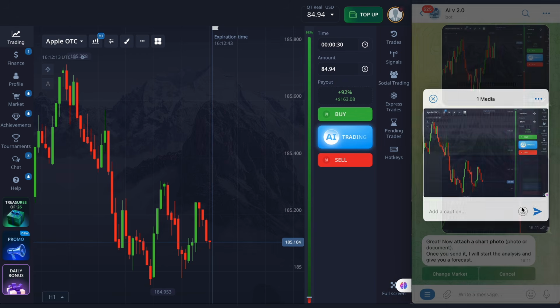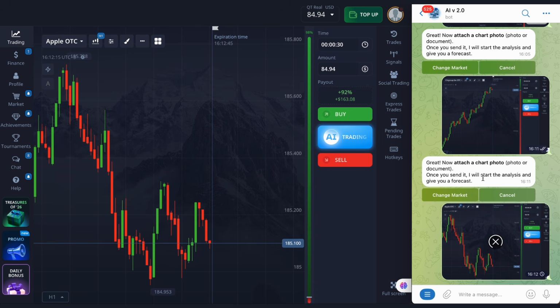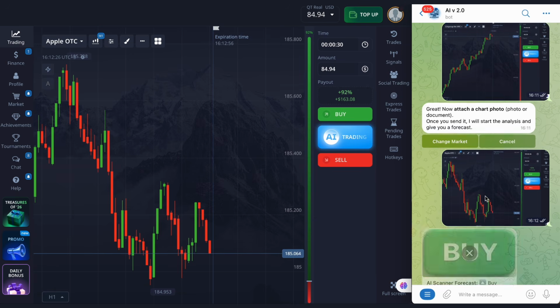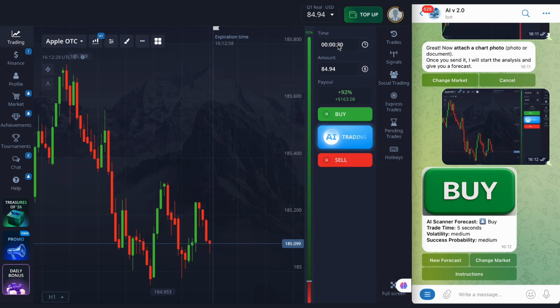Is this gonna be another win? We're about to find out. It says once we send it, it's gonna start analysis and give us the focus. It's analyzing the chart and it's building the strategies. And ladies and gentlemen, we're gonna hold on and see what this is gonna be, a buy or a sell. Holding on. It is gonna be a 5 seconds buy.